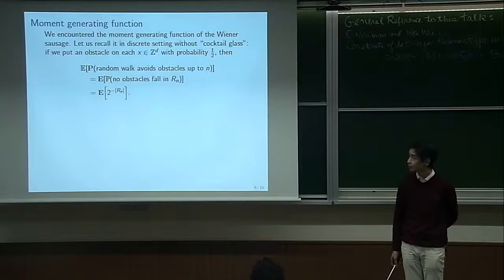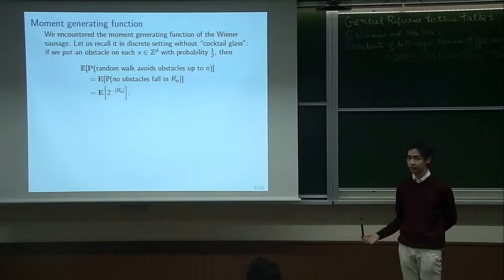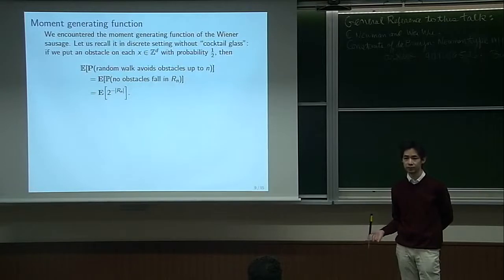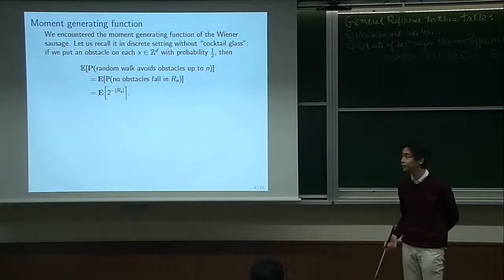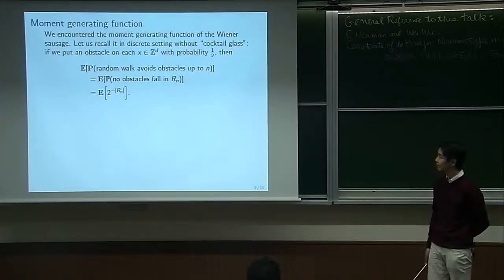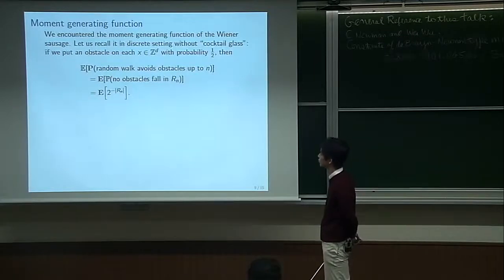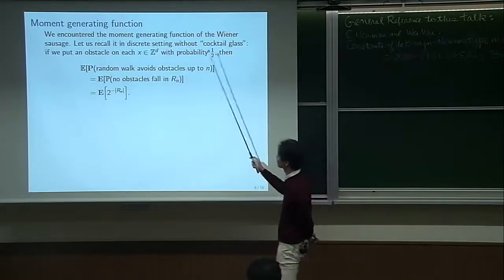Now I'm going into the second part of the talk. So essentially the first part of this talk was about small deviations of the Wiener sausage or random walk range. And now I'm going to switch to large deviations of the random walk range. But it is connected to something we have already seen.